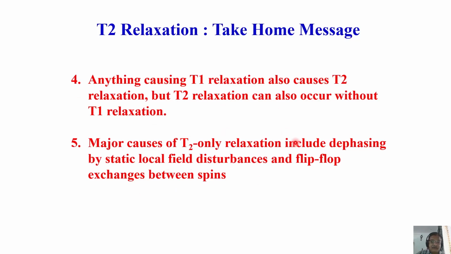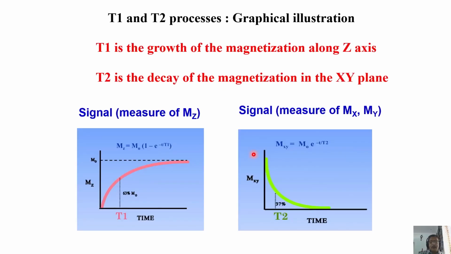So the major cause of T2, for the spins to undergo dephasing, is statistical local fields. That is a major cause. Okay, these are the T1 and T2 processes. Graphically, I am showing you T1 is a growth of magnetization, T2 is a decay of magnetization. Both of them follow an exponential function. Okay, both of them are exponential. This is an exponential decay function, and this is a growth function.